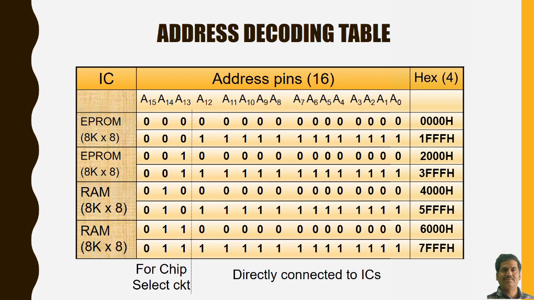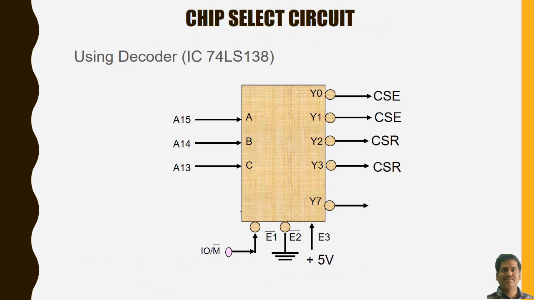Accordingly the address ranges will be 0000 to 1FFF, thereafter 2000 to 3FFF and 4000 to 5FFF, and so on. So A0 to A12 are directly connected to the memory IC, and A13 to A15 are used as input to the decoder IC. Accordingly we can design the chip select logic, and the chip select logic can be designed using the decoder.